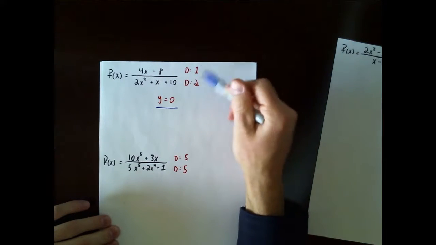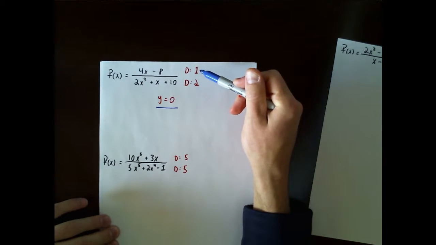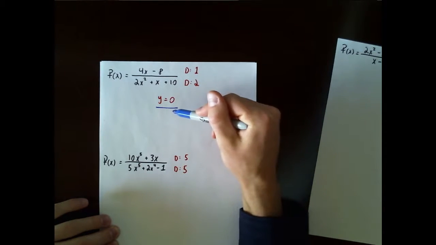That's why when I'm doing these problems, the first thing I do is go through and find all of the degrees of my numerators and denominators. And if I get lucky and the degree of my numerator is smaller than the degree of my denominator, like in this case, I just write y equals 0 for my horizontal asymptote and I'm done.